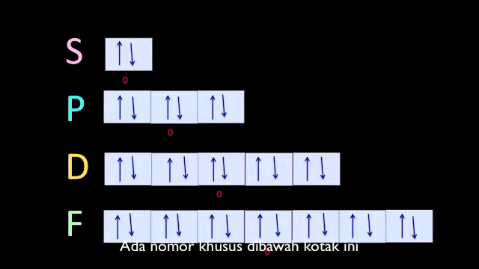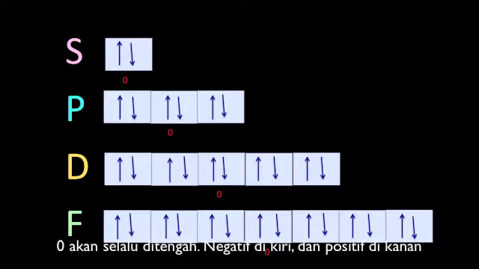There are numbers below the boxes. 0 is always in the middle. The negative is always on the left, and the positive is always on the right.